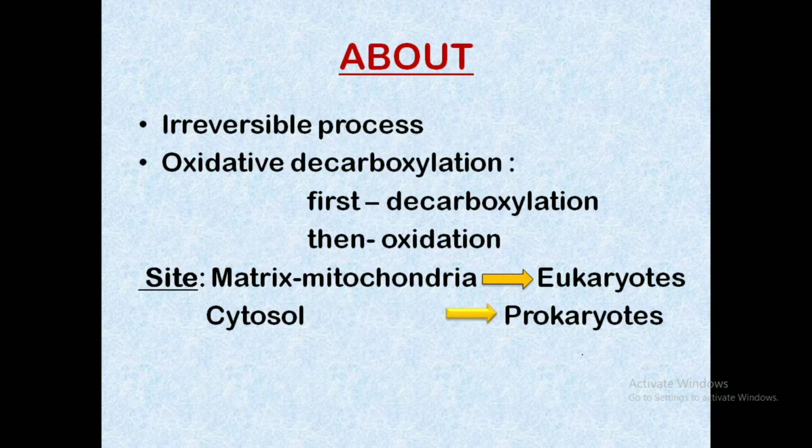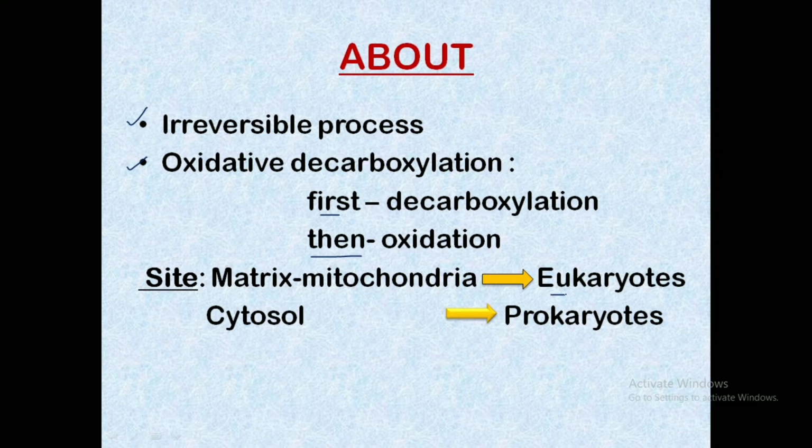So let's talk about the process now. The first point to remember is that it is an irreversible process. And second, it is oxidative decarboxylation, because in this process there occurs both decarboxylation and oxidation. First we have the decarboxylation and then it is followed by the oxidation.